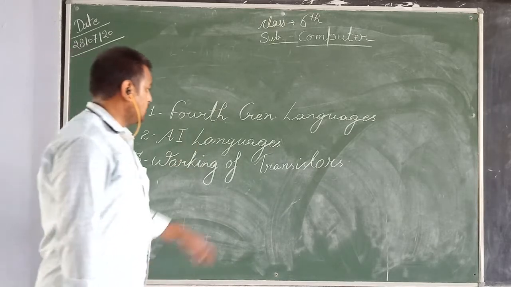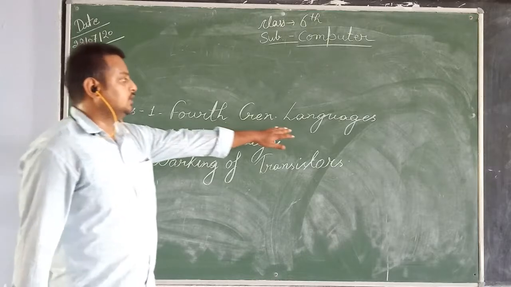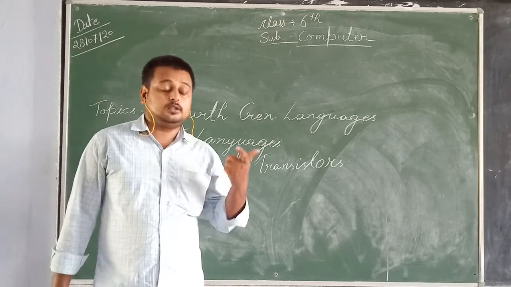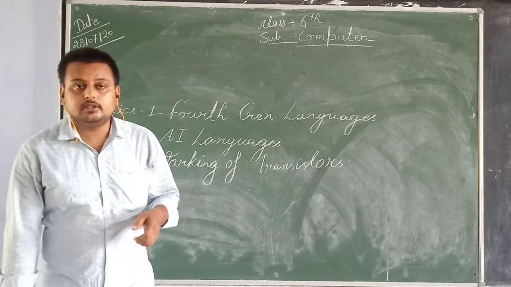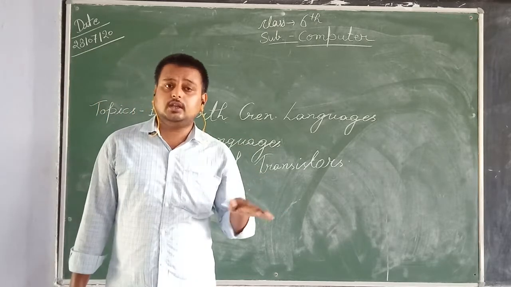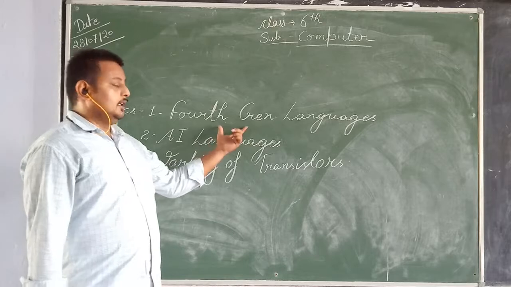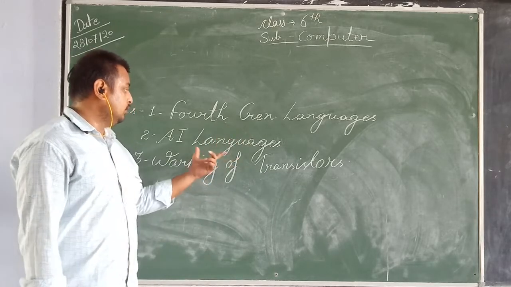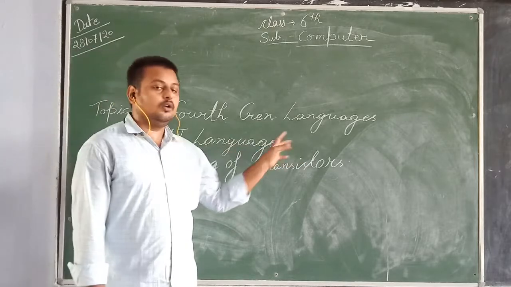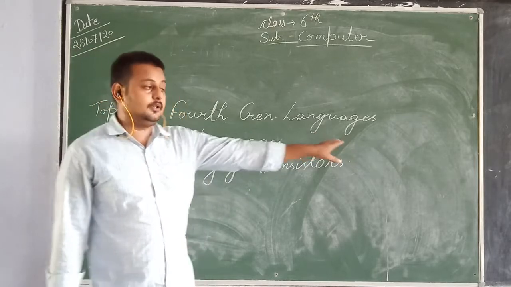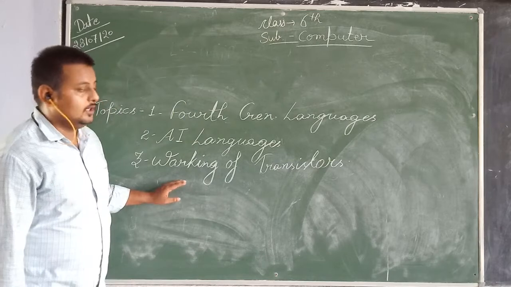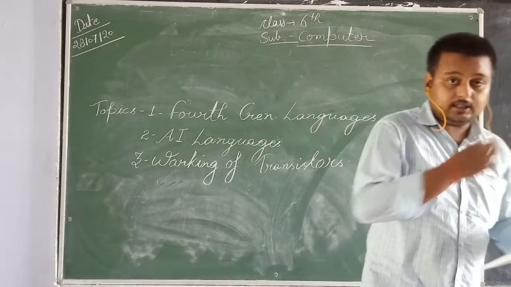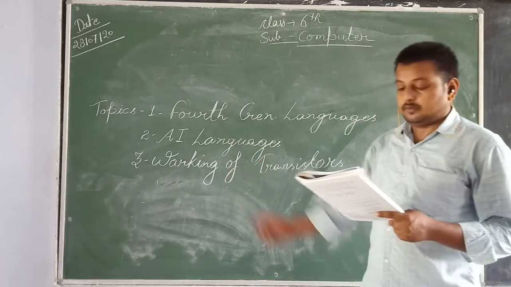Today's first topic is fourth generation language. In the previous video, we discussed the first, second, and third generation languages. Now in this video, we are giving complete information about the fourth generation language and AI language, which we also call the fifth generation of language. After that, the next heading is the working of transistors. So let's get started with the first topic, fourth generation language.